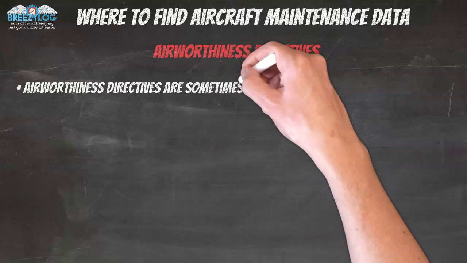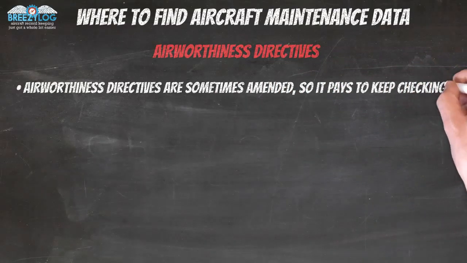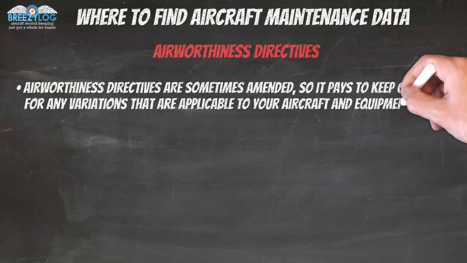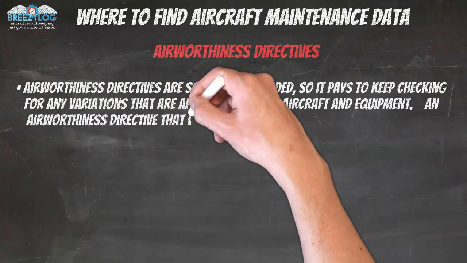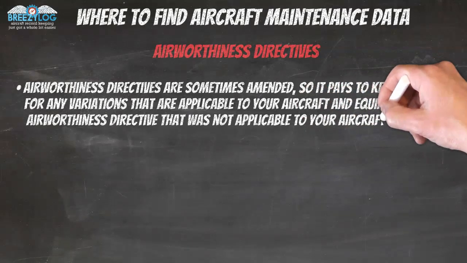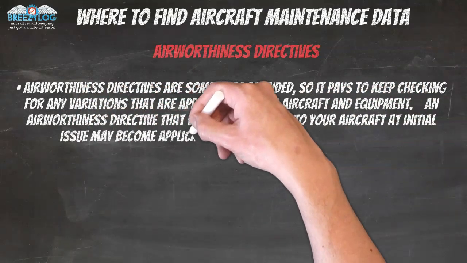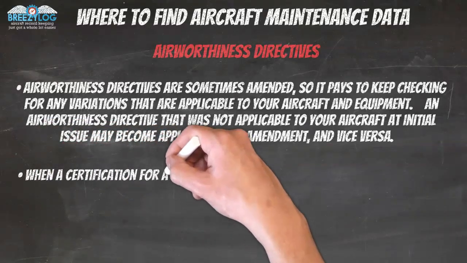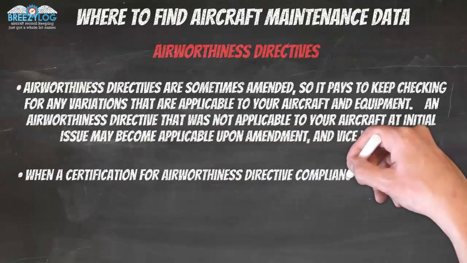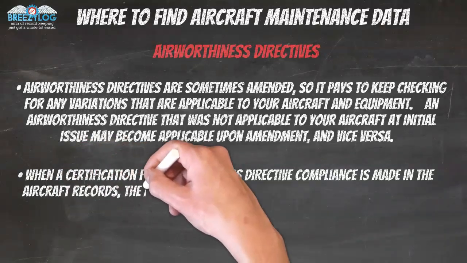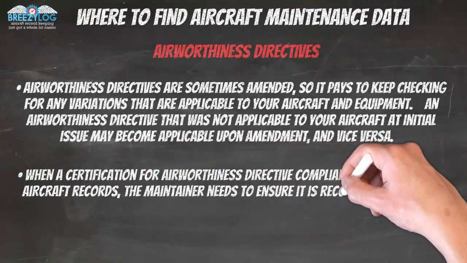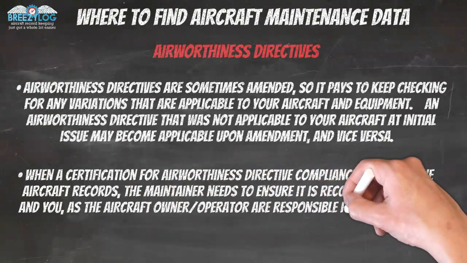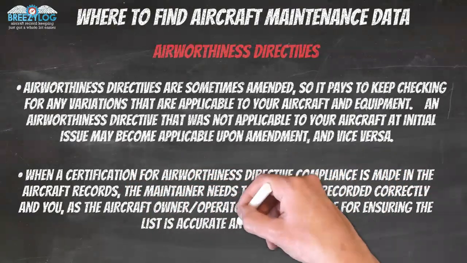Airworthiness directives are sometimes amended, so it pays to keep checking for any variations that are applicable to your aircraft and equipment. An airworthiness directive that was not applicable to your aircraft at initial issue may become applicable upon amendment, and vice versa. When a certification for airworthiness directive compliance is made in the aircraft records, the maintainer needs to ensure it is recorded correctly, and you, as the aircraft owner-operator, are responsible for ensuring the list is accurate and up to date.